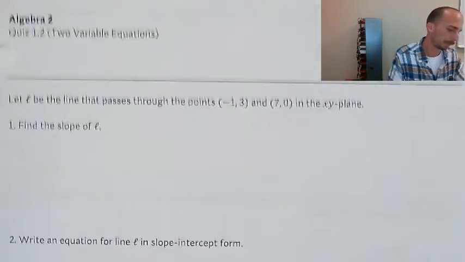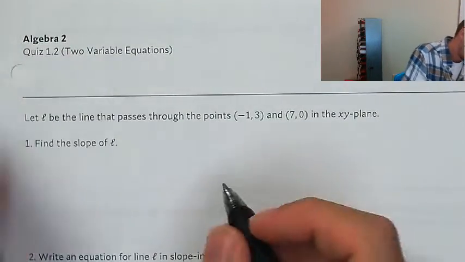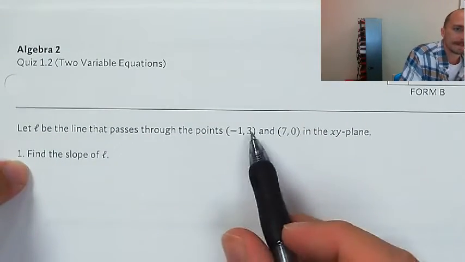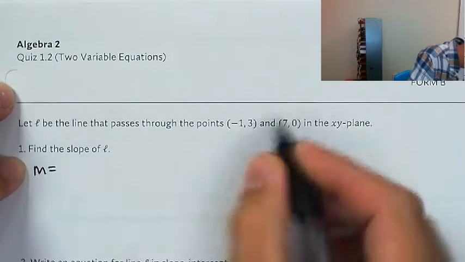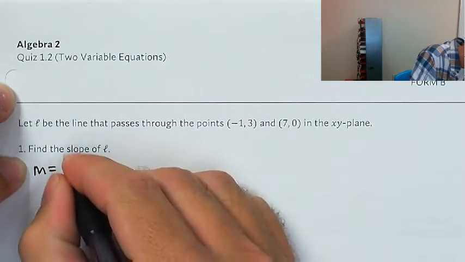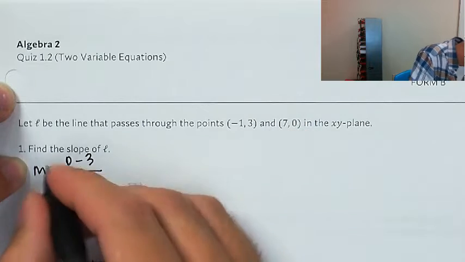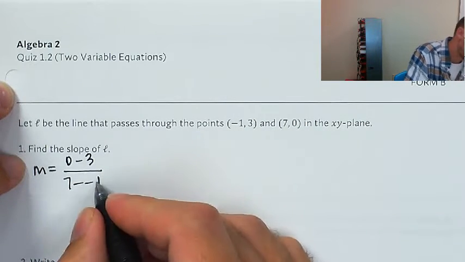All right, that's all for Form A. Hold on to this. Hope I didn't make as many errors as I made on the first quiz this unit. And let's move on to Form B. So, find the slope. Okay, slope equals y2 minus y1 divided by x2 minus x1. Okay, so this is -3/8.